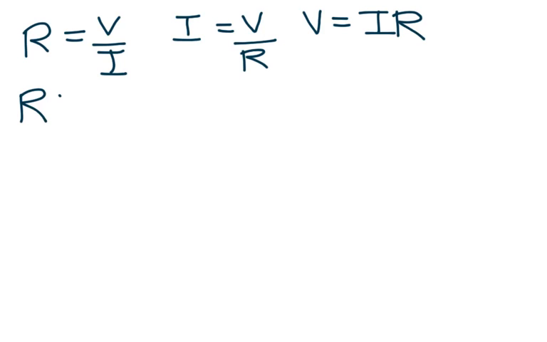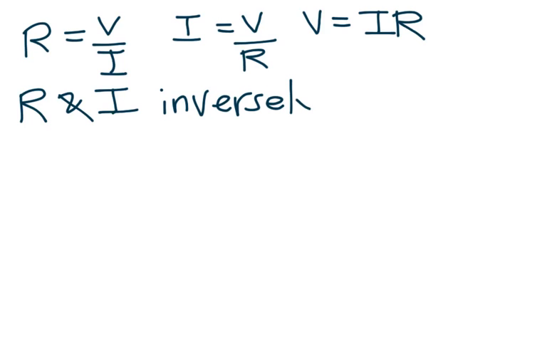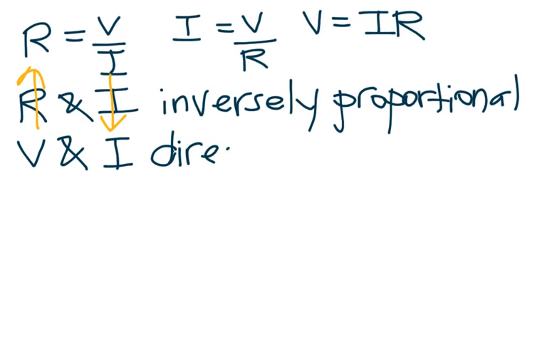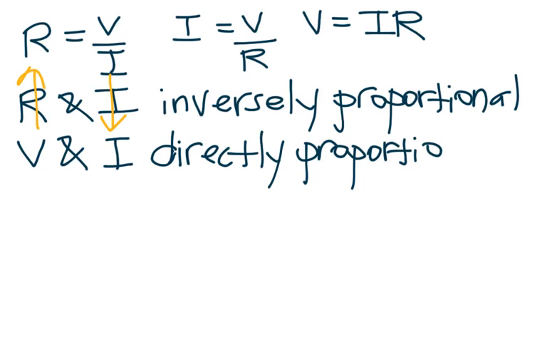R and I are inversely proportional, which means that as resistance goes up, then that current goes down. Voltage or potential difference and current are directly proportional, which means that as your potential difference increases, then your current also increases.